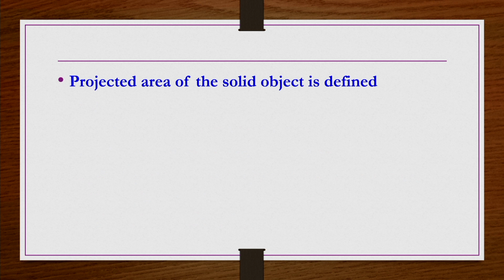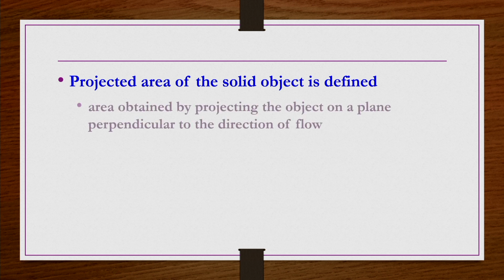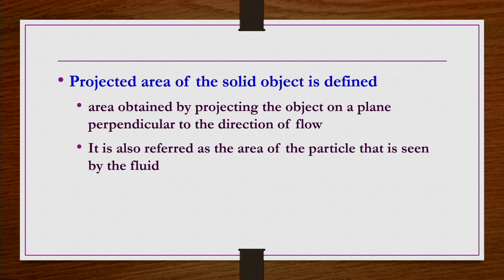So, now projected area of the solid object, how to define it? It is defined as the area obtained by projecting the object on a plane perpendicular to the direction of flow. So, that is how the projected area is defined, or it is also referred to as the area of the particle that is seen by the approaching fluid. Okay.